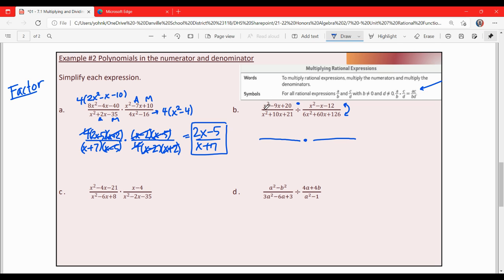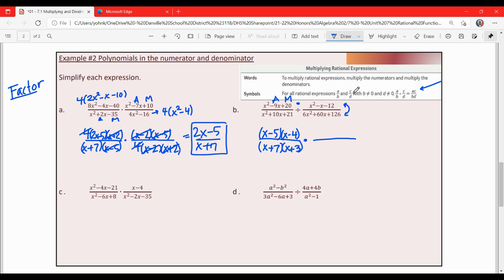So in this top left, I've got two parentheses. I have x's at the start. I need two numbers that add to give me negative 9 and multiply to give me 20. So that's going to be negative 5 and negative 4. If I look in the bottom left, I also have factors right away. I need to add to get 10, multiply to get 21. That's going to be a positive 7 and a positive 3.